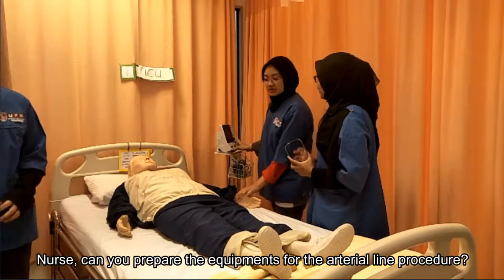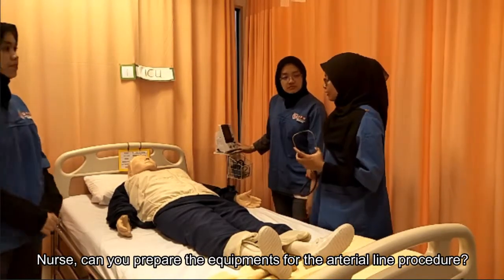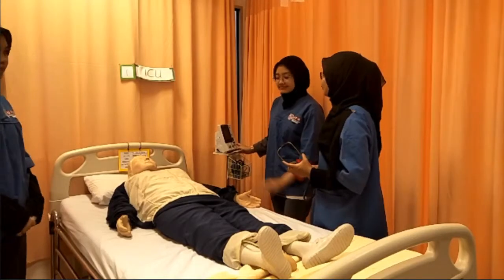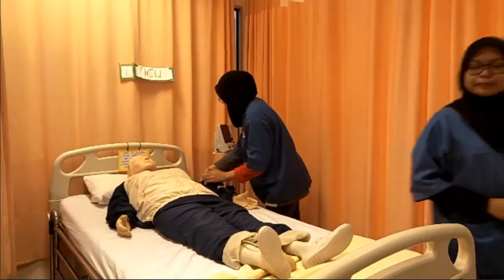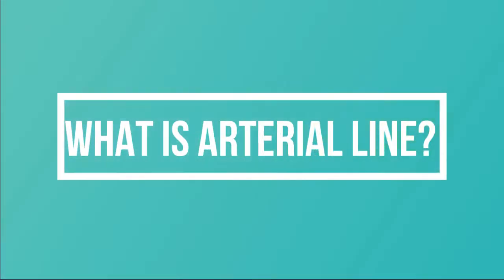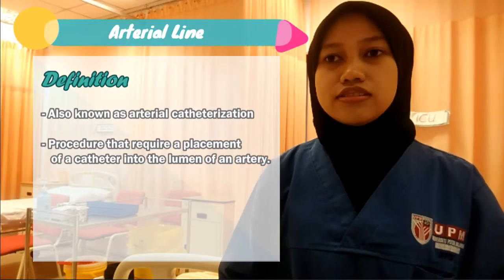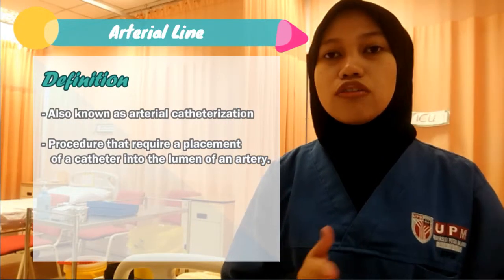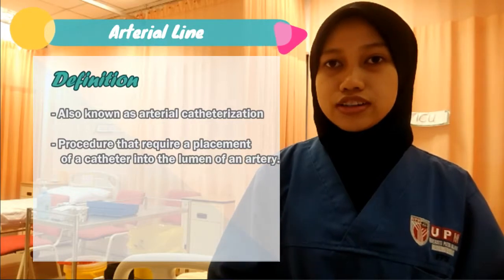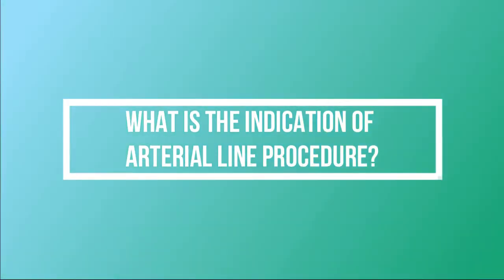Can you prepare the equipment for the arterial line procedure? So what is arterial line procedure? Arterial line procedure or arterial catheterization is a procedure that requires a placement of a catheter into the lumen of an artery. So what is the indication of arterial line procedure?